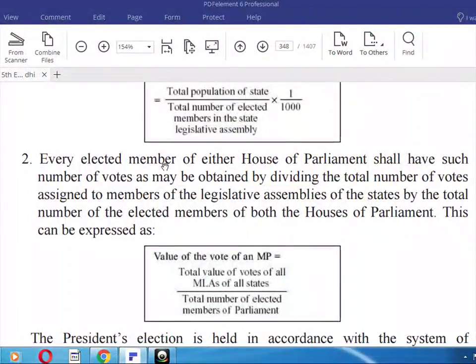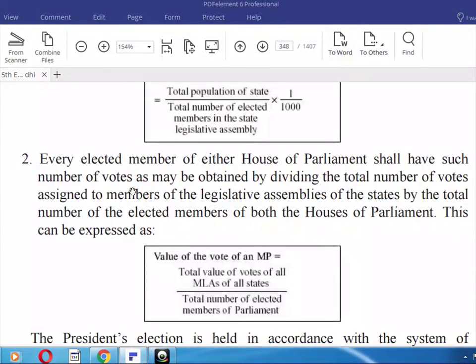Every elected member of either House of Parliament shall have such a number of votes as may be obtained by dividing the total number of votes assigned to members of the Legislative Assemblies of the states by the total number of elected members of both Houses of Parliament.